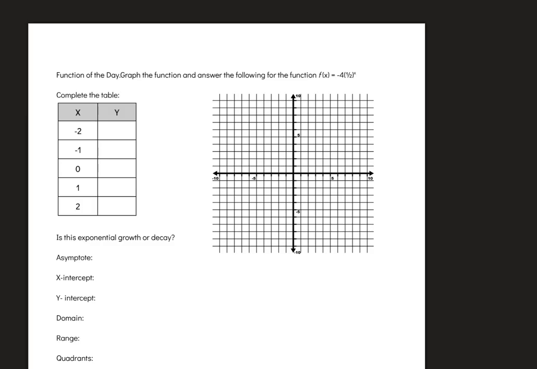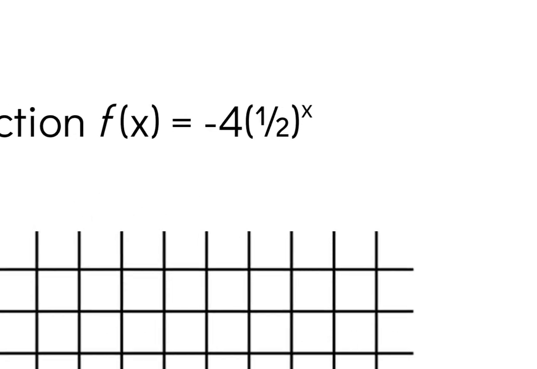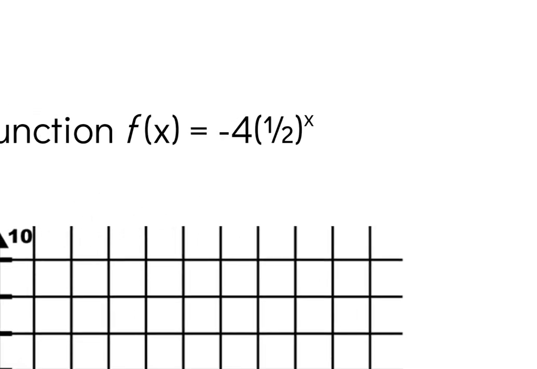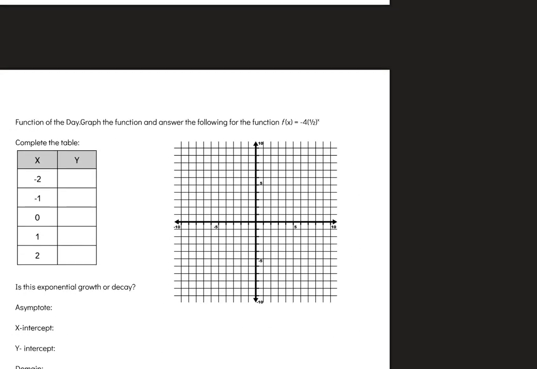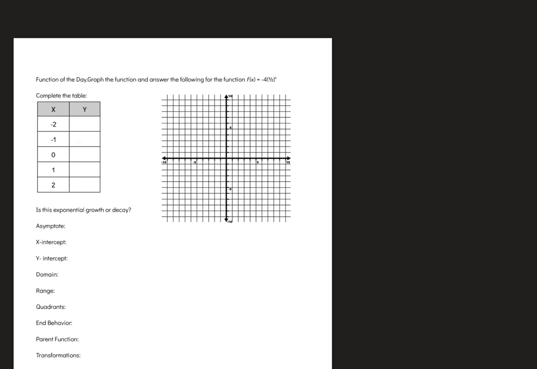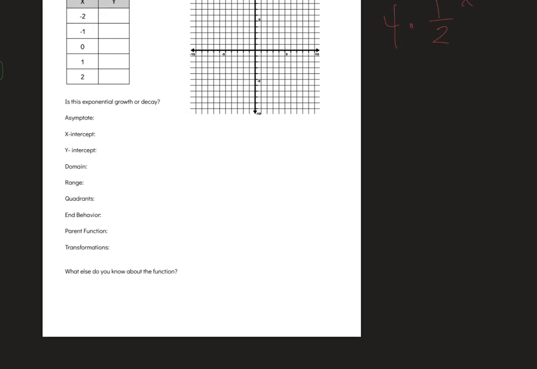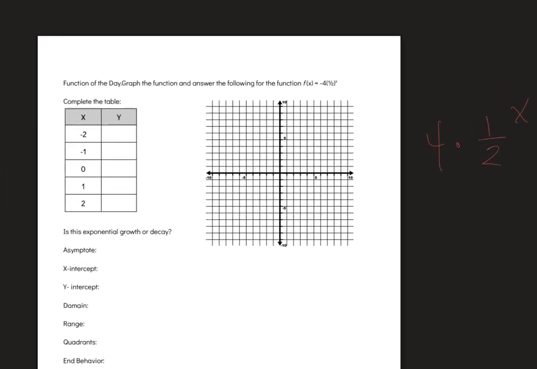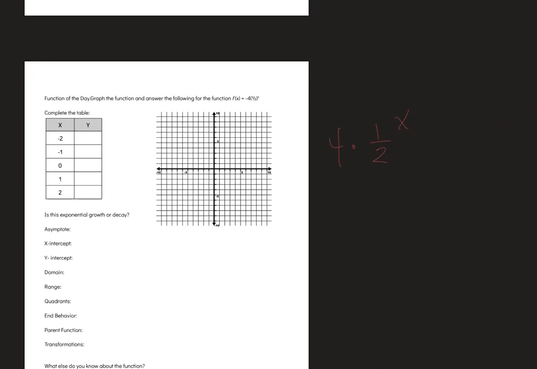All right, the final competition is a function of the day graph. It's this: negative 4 times 1/2 to the x power. And here's what they want us to do. They want us to graph it. They want us to complete the table. They want us to talk about this stuff. So let's get this table and the graph out of the way as quickly as we can.